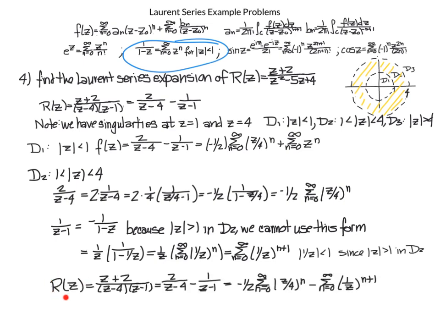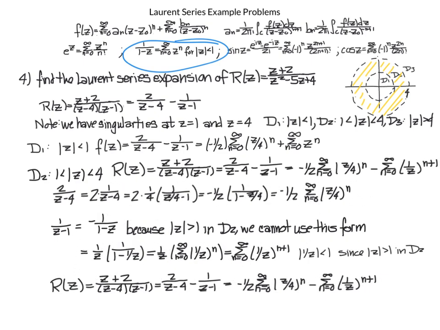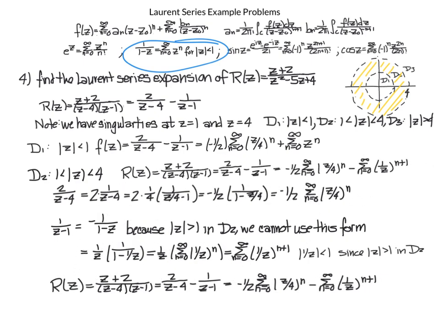Now I am ready to write my solution for D2. So r of z, which is equal to (z plus 2) over (z minus 4) times (z minus 1), by our partial fraction decomposition is equal to 2 over z minus 4 minus 1 over z minus 1. And then my 2 over z minus 4 is equal to minus 1/2 summation (z over 4) to the n. And then I have a minus, and my 1 over z minus 1 is equal to summation 1 over z to the n plus 1.